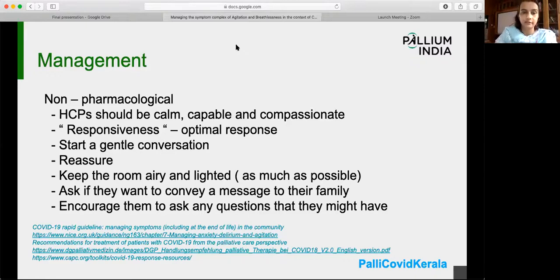They would be worried about their family, about things happening at home or the future. Try and keep the room airy and well lit as much as possible. And again, they would be worried about their family, so if they want to convey a message to family, encourage video calling. They are not able to see the family and the family is not able to see them. So if possible, do a video call for the patient to the family, and encourage them to ask any questions they might have. Try and allay the anxiety and manage them in a non-pharmacological way.